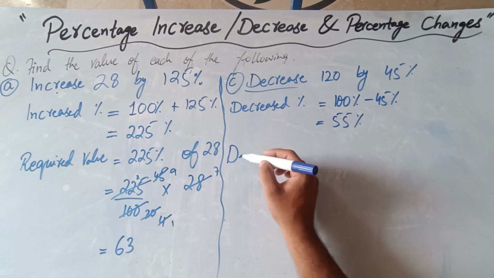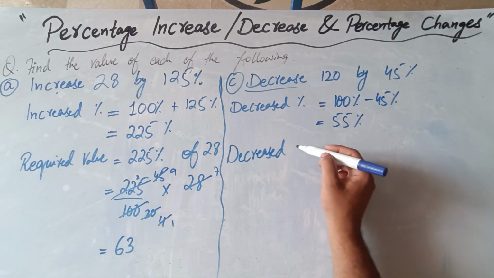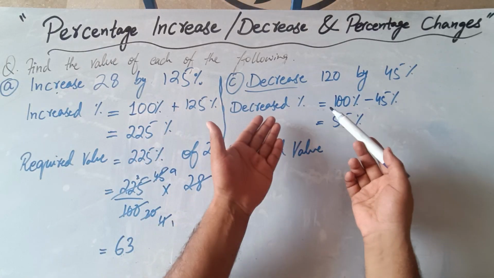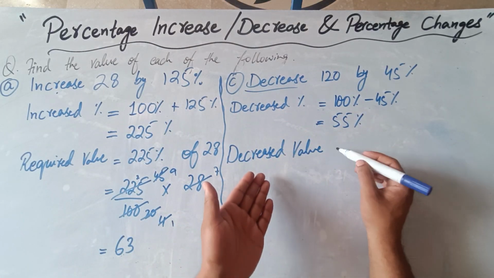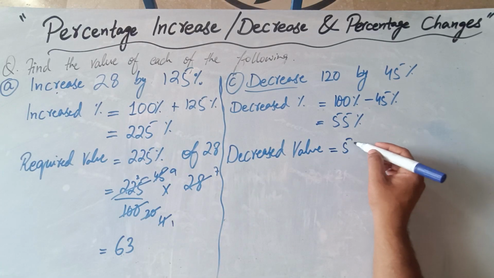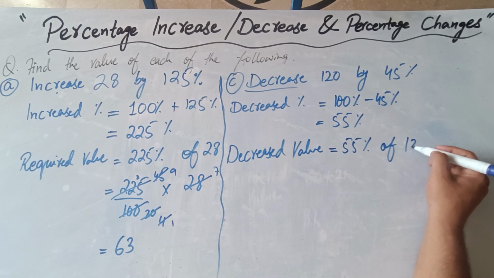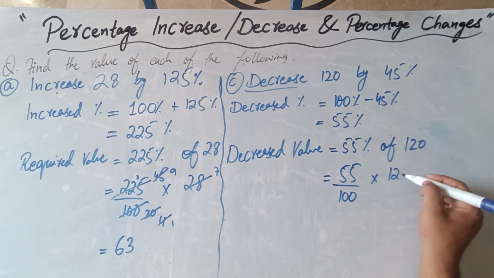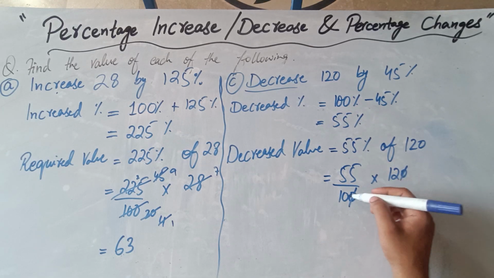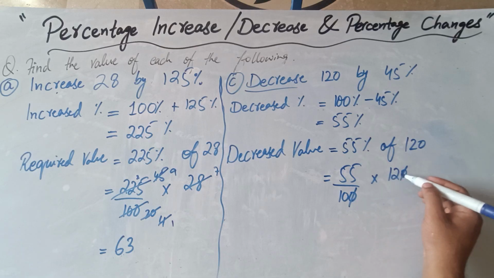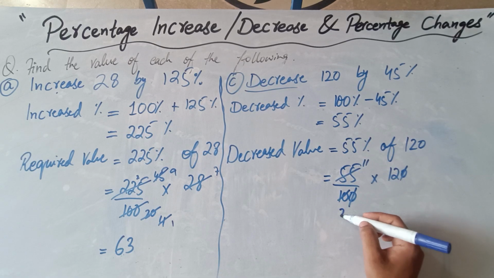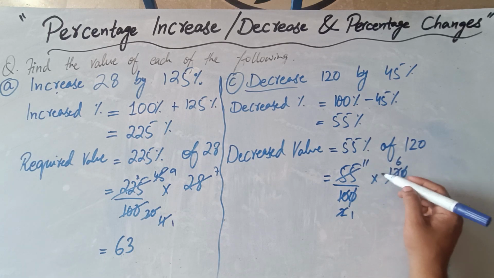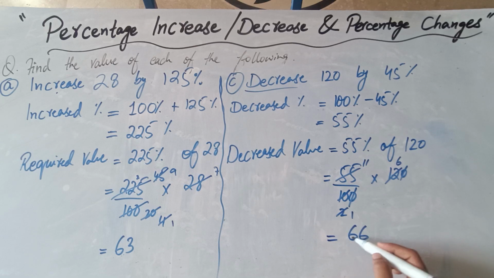Now we have to find out the decreased value. With this method, we can directly get the answer. In the first step we subtract the percentages, and in the next step we directly get the answer. Now we have to find out 55% of 120. This gives us the direct answer. So 55 divided by 100 multiplied by 120. The 10 cancels out with 10, which means we have divided by 10. 5 times 11, 5 times 2, 2 ones are 2, 2 sixes are 12. So we are left with 11 multiplied by 6, which is equal to 66.